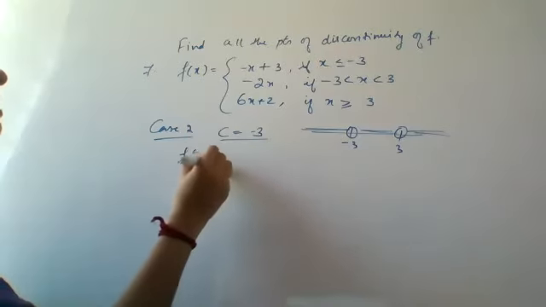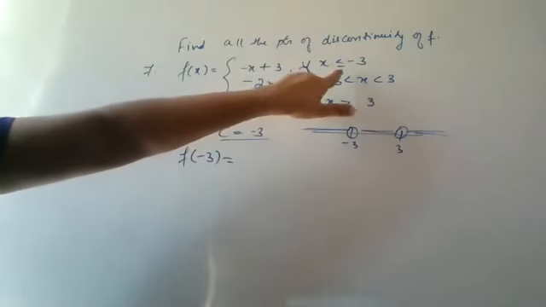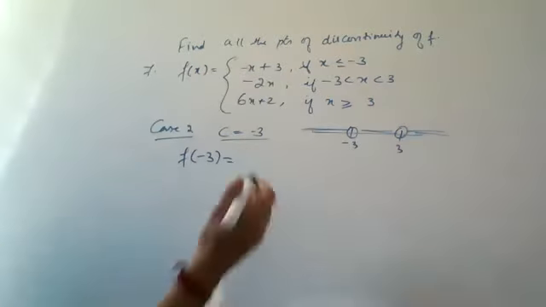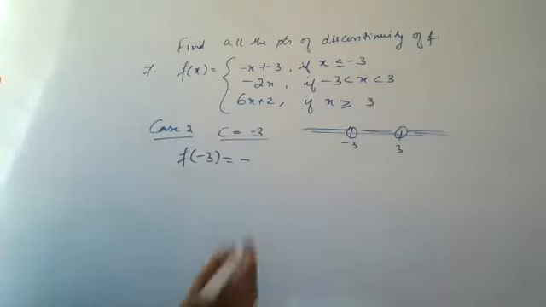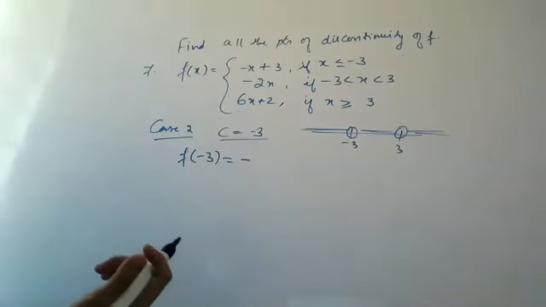F of minus 3 will be what? You have to take the one where equal to is given. So it is minus, and you have to replace your value of x with minus 3.